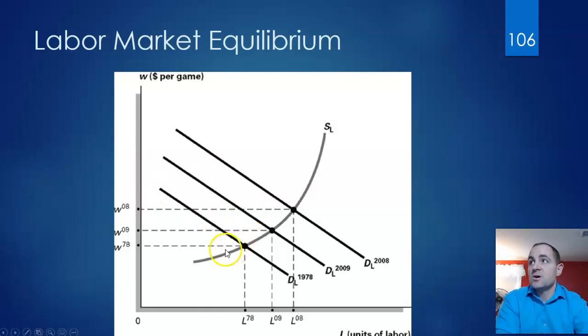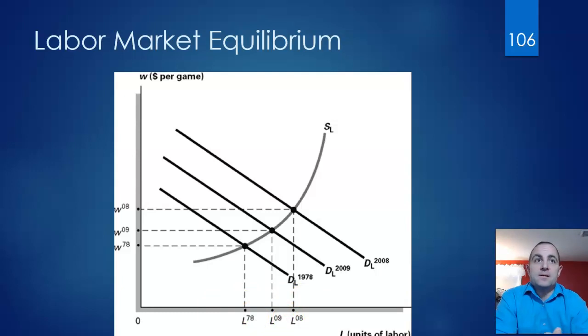And so this is going to cause the demand for labor to increase. Okay? So when you go from the demand DL 1978 to DL 2009, all right, and when that happens, you see the wages of players go up as well as the number of workers that are employed.